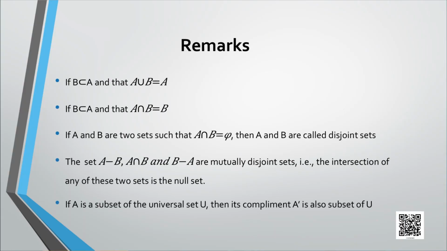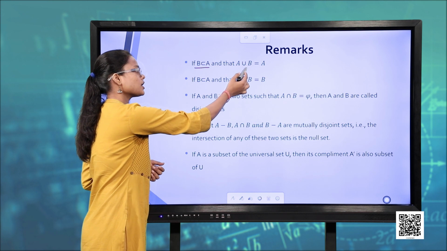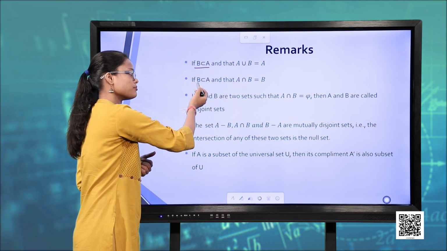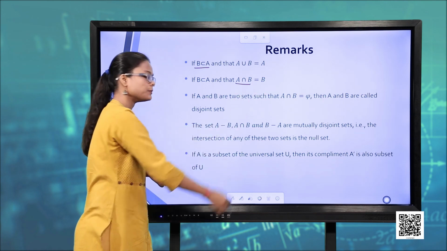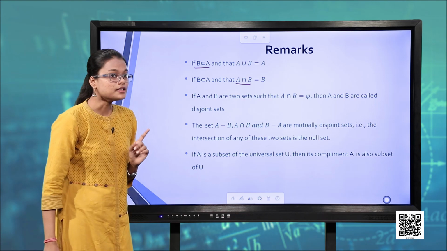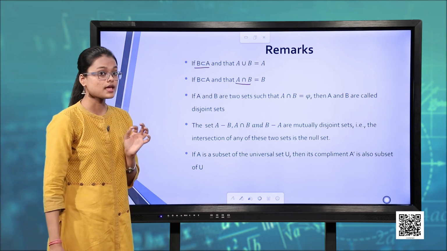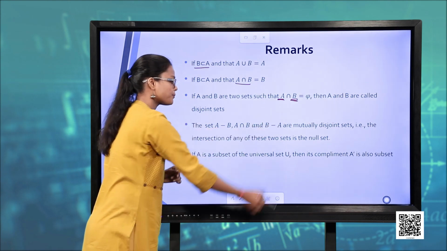You may observe the following remarks, what we have learnt up till now. If B is a subset of A, then A union B is equal to A. If B is a subset of A, then A intersection B is B. If A and B are two sets and the intersection between the two is empty, then the two sets are said to be disjoint sets.